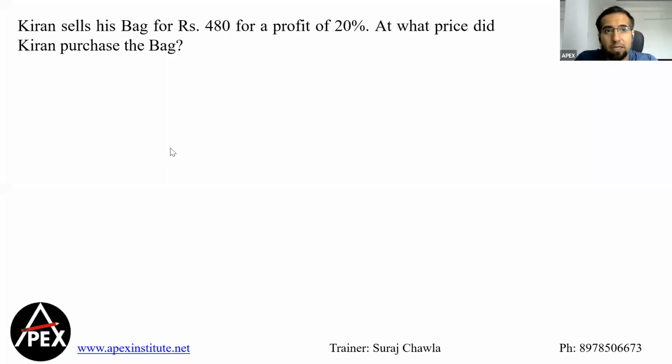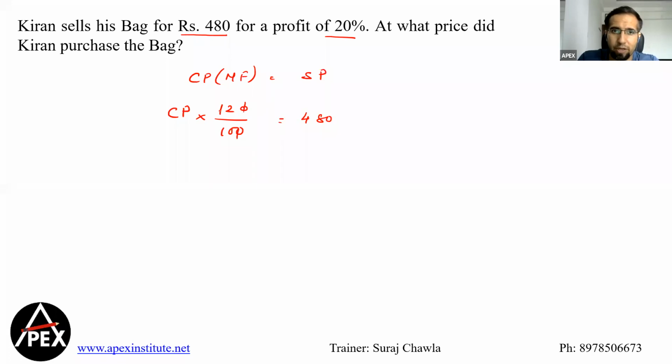Now it says that Kiran sells a bag for 480 and there's a profit of 20%. So it's very clear that 480 is the selling price. We know that cost price into multiplying factor is equal to selling price. Now with the profit of 20%, the multiplying factor becomes 120 by 100 of CP is equal to SP. So 0 and 0 get cancelled, 12 ones are 12, 40s are. So the value of cost price is equal to 400.